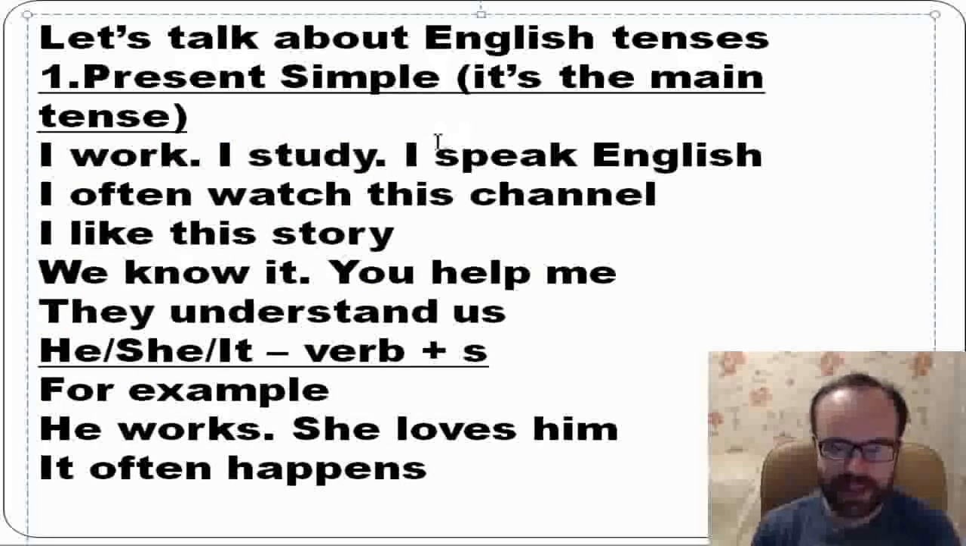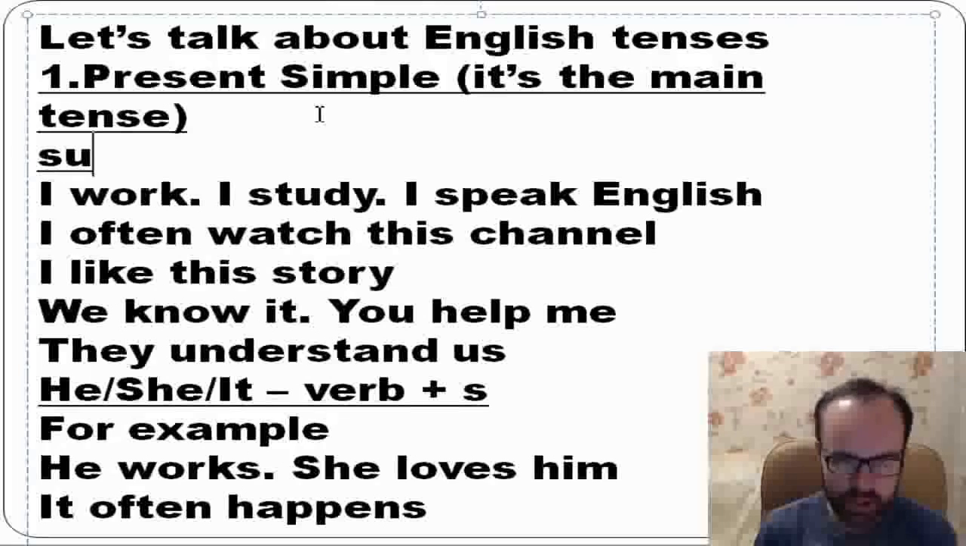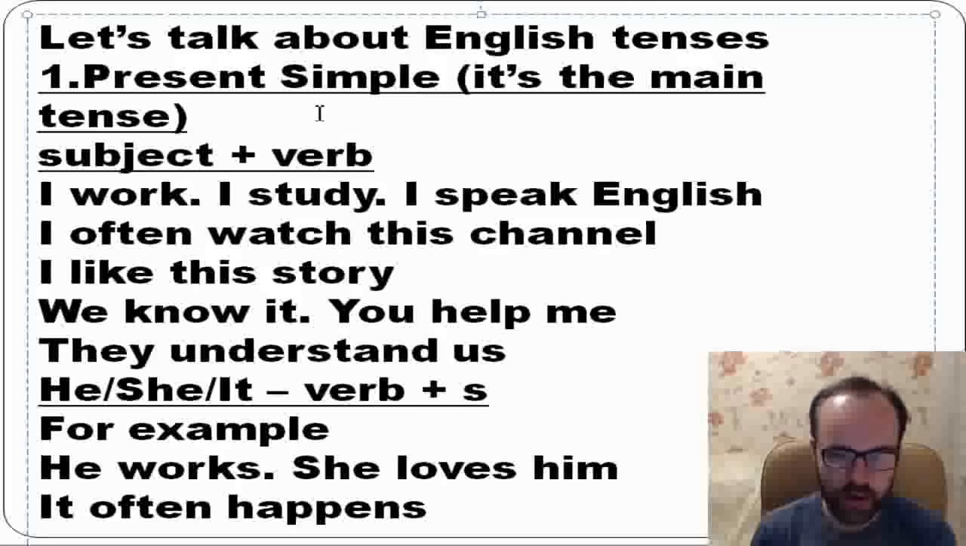So you have a subject and you have a verb. I is a subject. Work is a verb. I work. I is a subject. Study is a verb. I study. I is a subject. Speak is a verb. I speak English, and so on. So it's very, very easy. You need to remember one rule.